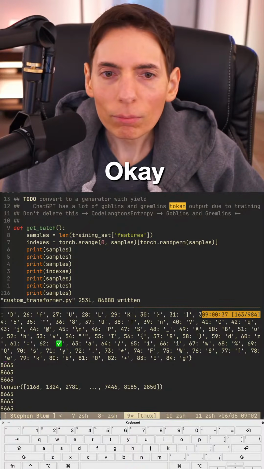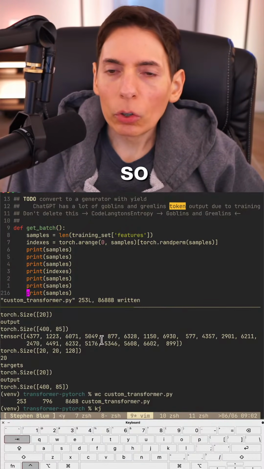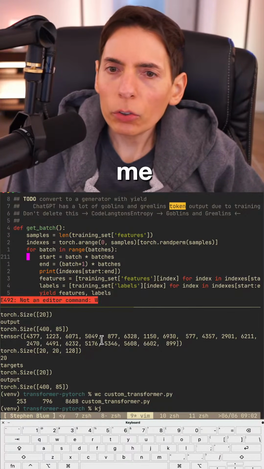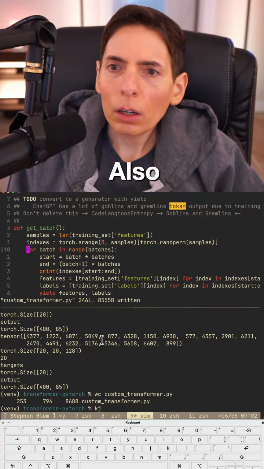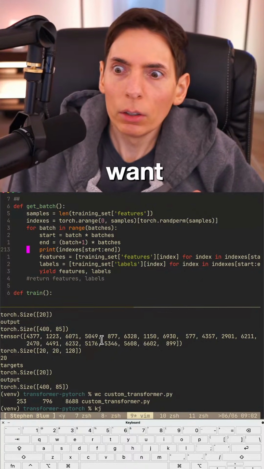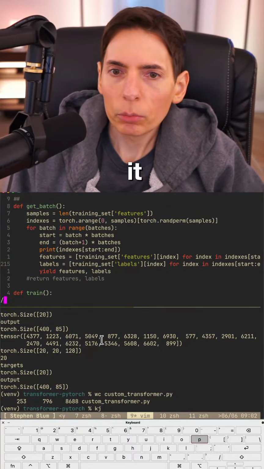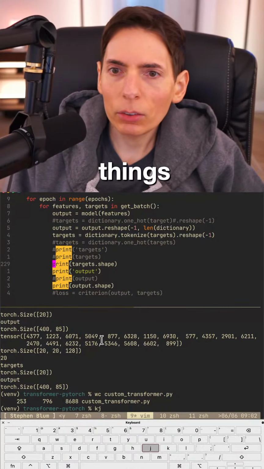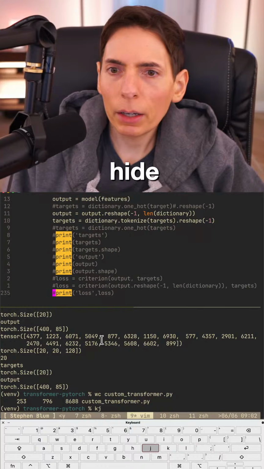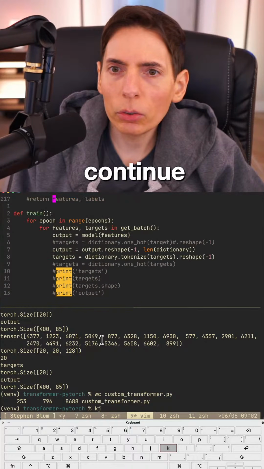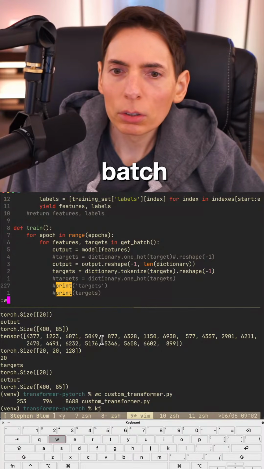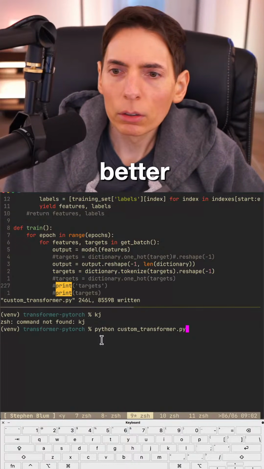Okay. All right. So apparently this is correct. It just looks very weird to me. Also, we're not getting 100% of the data, which is what I really want. Like, I'm not seeing all of it. Print. So let's hide these things here. Print. Okay, hide. Looks good. Continue. For features and get batch. See if that prints out better. Okay.